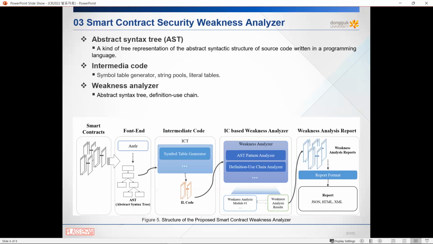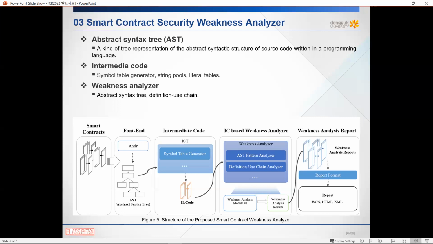After that, abstract syntax tree pattern and definition-use chain analysis techniques are used for security vulnerability detection. For example, the abstract syntax tree pattern traverses the abstract syntax tree, visits the node, corresponding node, and checks whether the target, the trigger, is a mark type by referring to the symbol table.